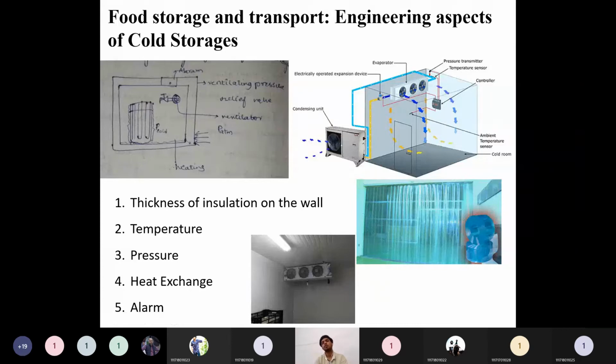So that will offer a low coefficient of performance, and that refrigeration will fail at some point in time because it cannot maintain the accurate temperature which is required inside that cold storage. So because of this, as a safety consideration, we have to install some PVC sheets or PVC strips inside that one. The next one is the alarm.